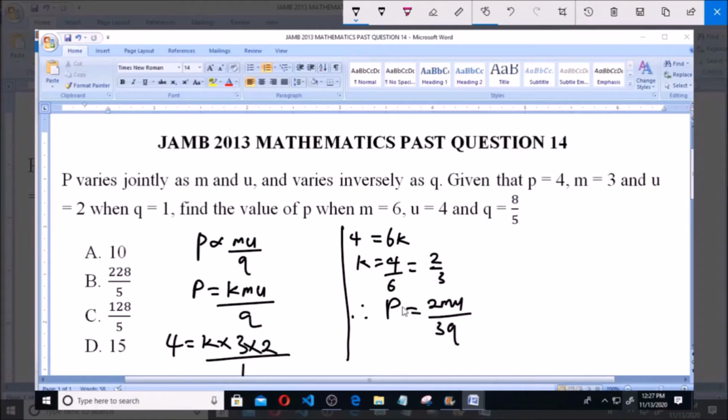So this is the equation or relationship between P, M, U, and Q. Now, the question further says that we should find the value of P when M is equal to 6, U is equal to 4, and Q is equal to 8 over 5. So now, we'll answer the question. Find the value of P when M is equal to 6, U is equal to 4, and Q is equal to 8 over 5.